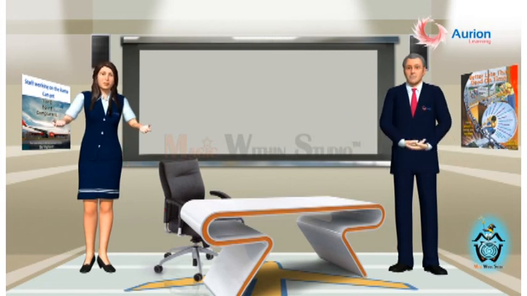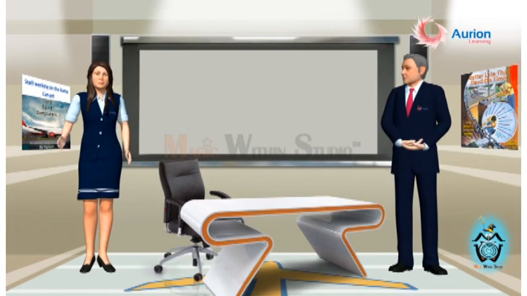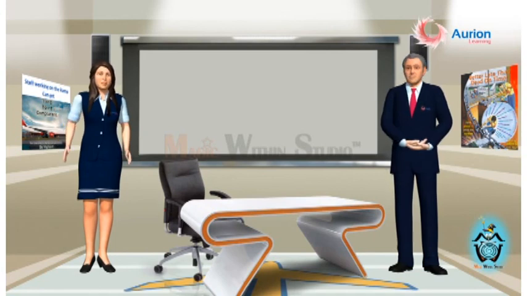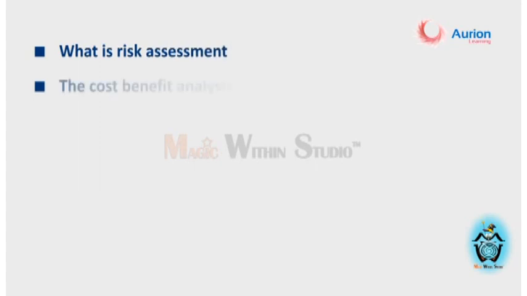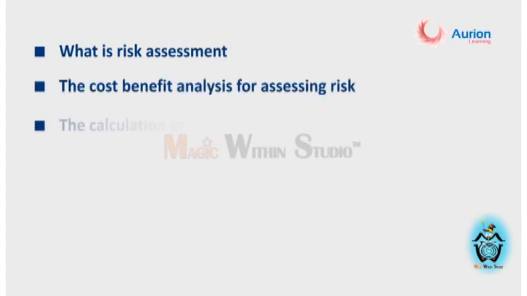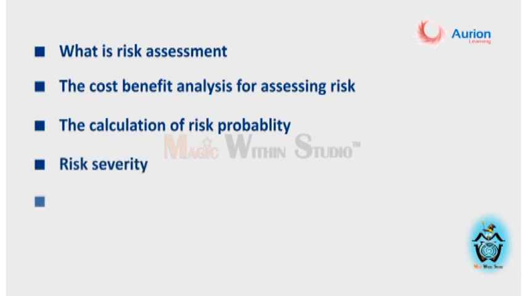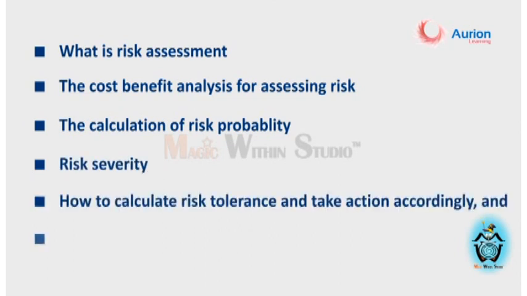With this, we come to an end of our 9th and final module on safety management systems, where we have learned what is risk assessment, the cost-benefit analysis for assessing risk, the calculation of risk probability, risk severity, how to calculate risk tolerance and take action accordingly, and how to control or manage risk.